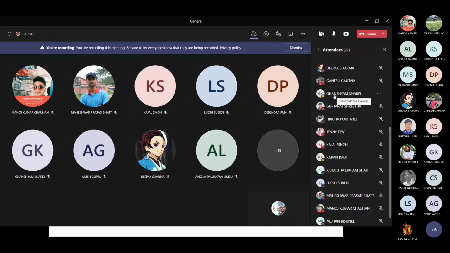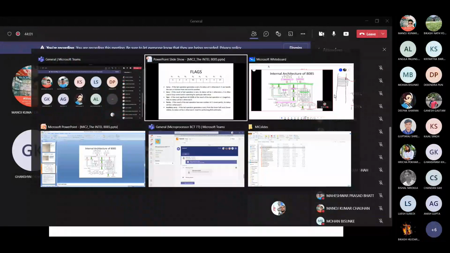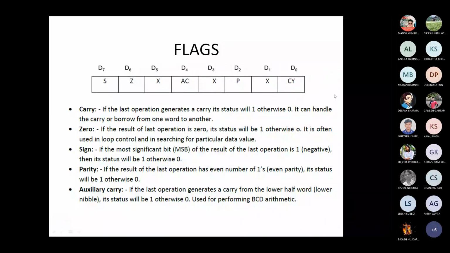So flags indicate status. Here also in the 8085, or all microprocessors, there are flags, and these flags indicate the status of the microprocessor after a certain operation. For example, if you add 2 plus 4, to indicate what the result is like, flags need to be raised. For example, if you add 2 and minus 2, the result will be 0, so the zero flag will be raised to indicate that the result is 0.